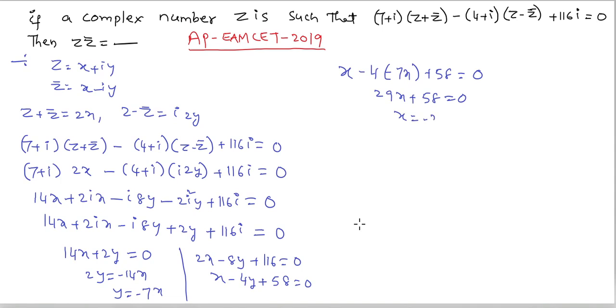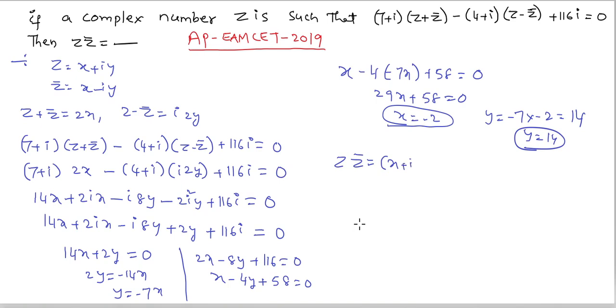Therefore x is equal to -2. Substituting, that is y = -7 into -2, that is equal to 14. Therefore Z into Z bar is equal to, Z is x + iy, Z bar is x - iy. Z means -2 + 14i, -2 - 14i.